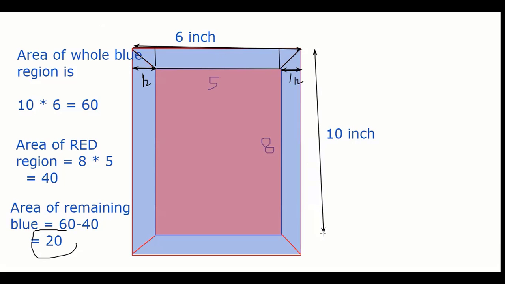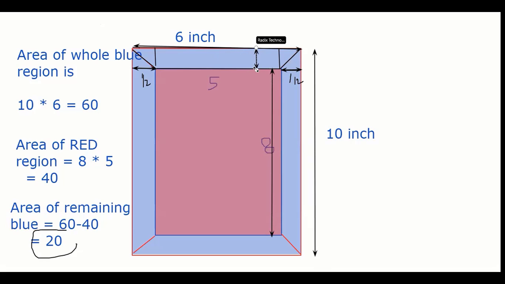10. How much is this length? 8. So what is the difference? What is this length then? Total is 10. Inside is 8. Difference is 2. 1 on top, 1 at the bottom. So this is 1. This is half.